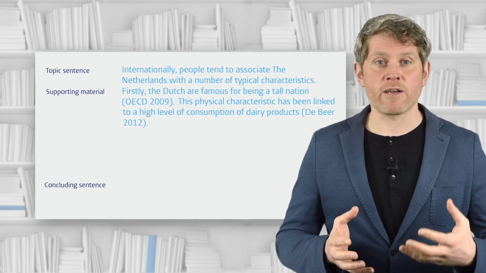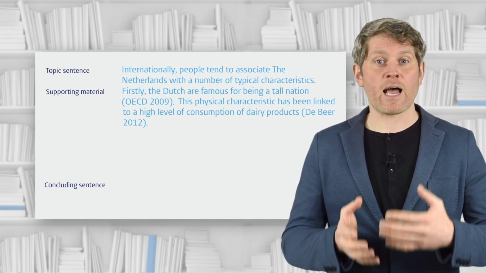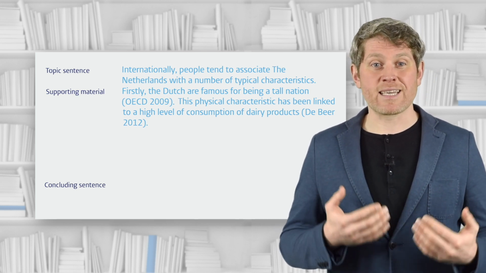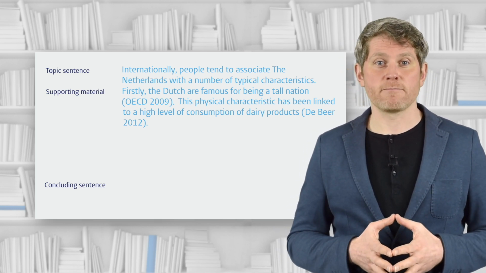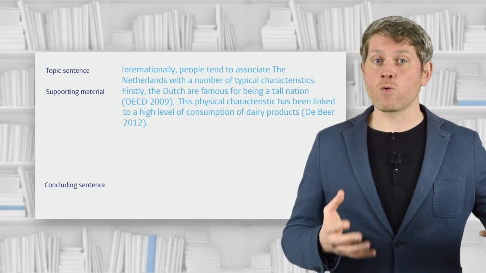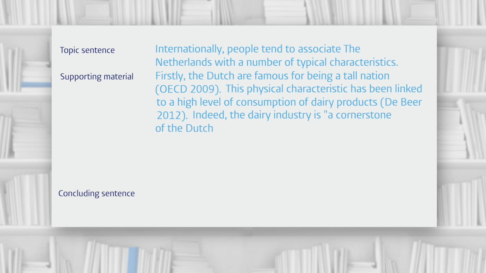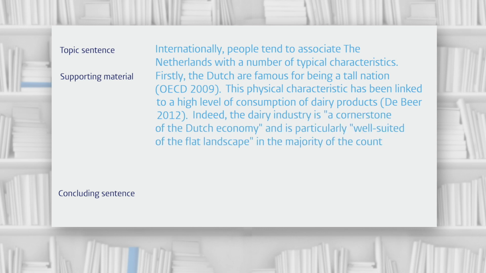Doing more research, I found an article by Smith that explained how important the dairy industry is in the Netherlands and how it could be seen as connected to the type of countryside. Smith had a couple of useful quotes I was able to integrate in my sentence. Indeed, the dairy industry is a cornerstone of the Dutch economy and is particularly well suited to the flat landscape in the majority of the country.